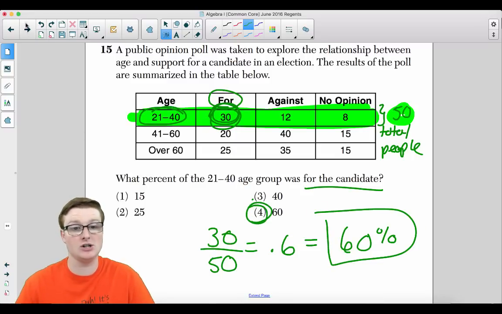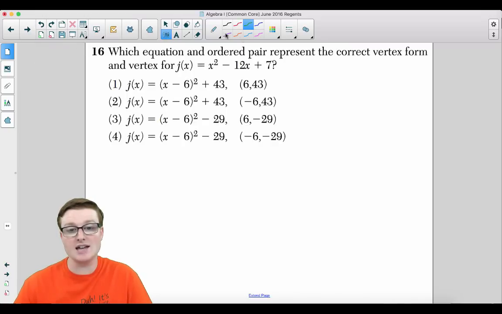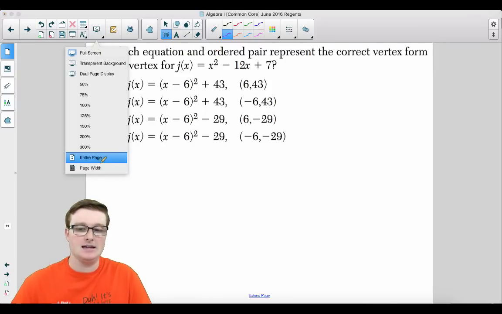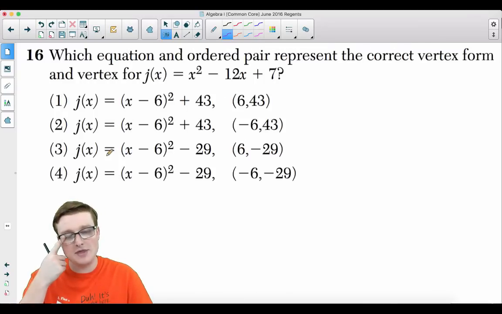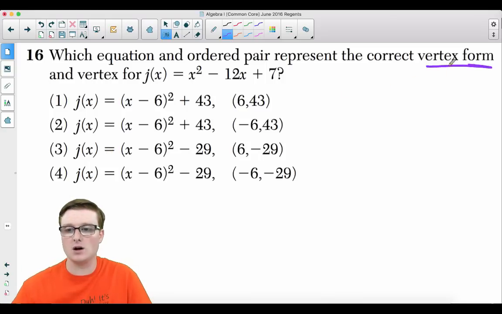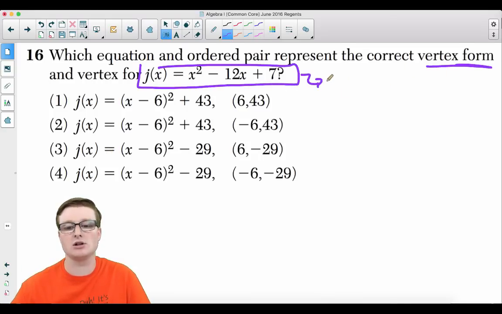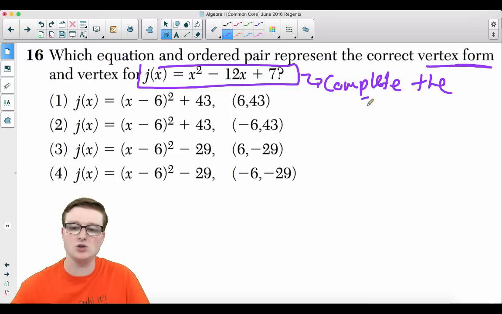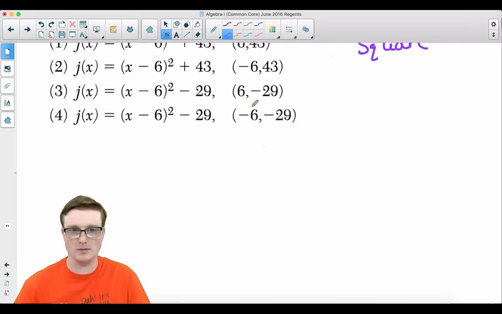All right, moving on to question 16. Which equation and ordered pair represent the correct vertex form and vertex for j of x equals x squared minus 12x plus 7? So you should know that the vertex form of this was found by using the completing the square method. So we actually need to complete the square to solve for this equation in vertex form.